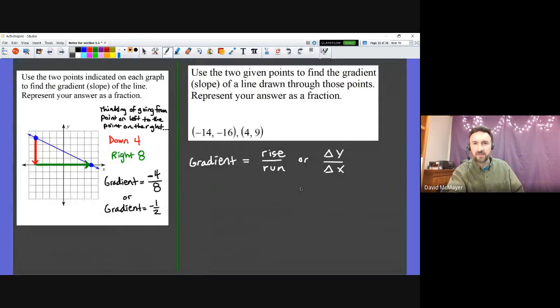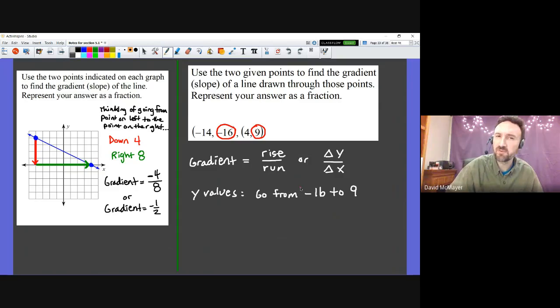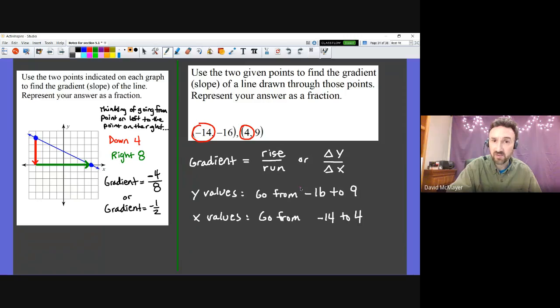The second example, I'm not even going to draw the picture. I think gradient is rise over run, which means I have to think about the change in the y values and the change in the x values. Focusing on the y values, we're going to move from -16 to +9 on the y-axis. So that means the y values are going up 25 points. And I could also think of the x values. I'm moving from x equals -14 over to an x value of +4. The x values are increasing by 18 units.